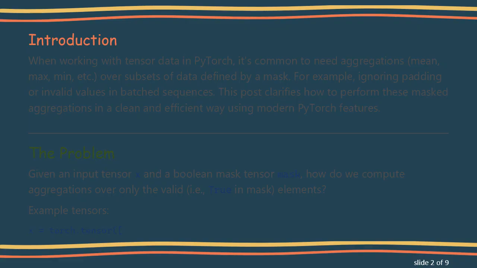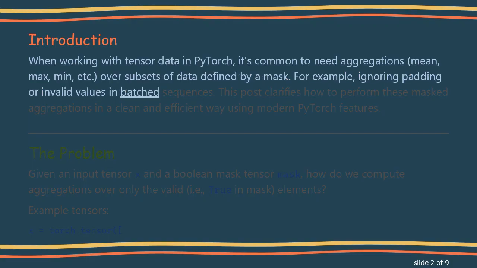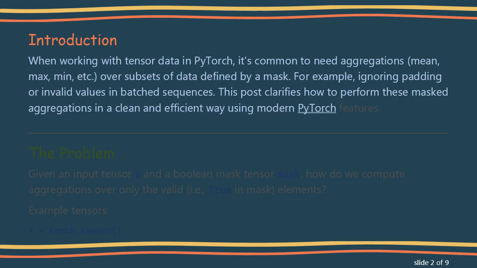Introduction. When working with tensor data in PyTorch, it's common to need aggregations, mean, max, min, etc., over subsets of data defined by a mask. For example, ignoring padding or invalid values in batched sequences. This post clarifies how to perform these masked aggregations in a clean and efficient way using modern PyTorch features.